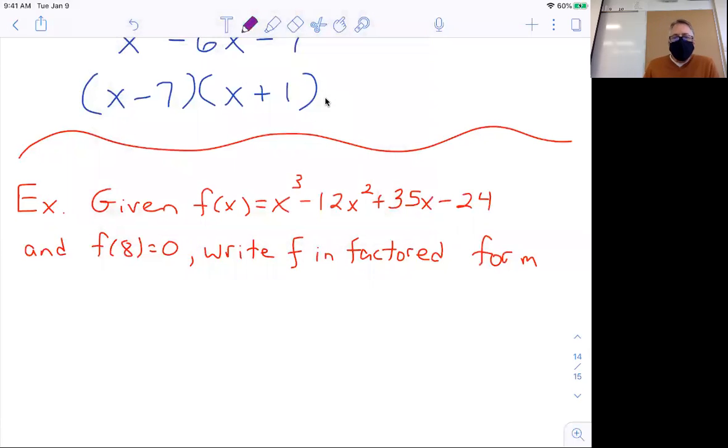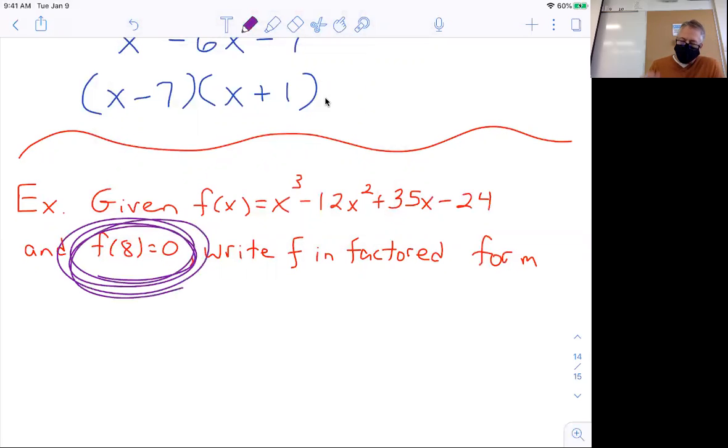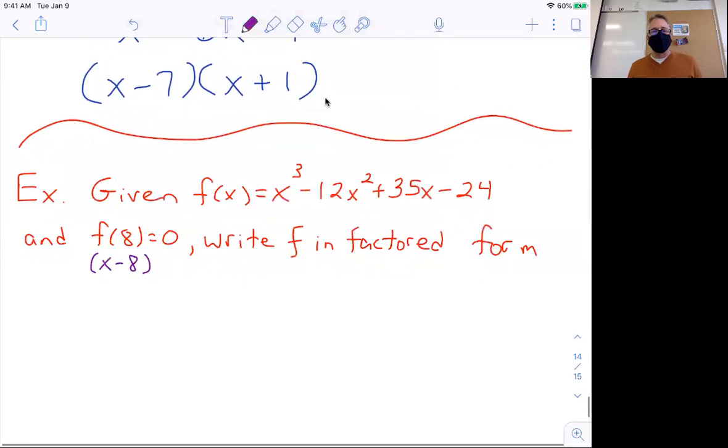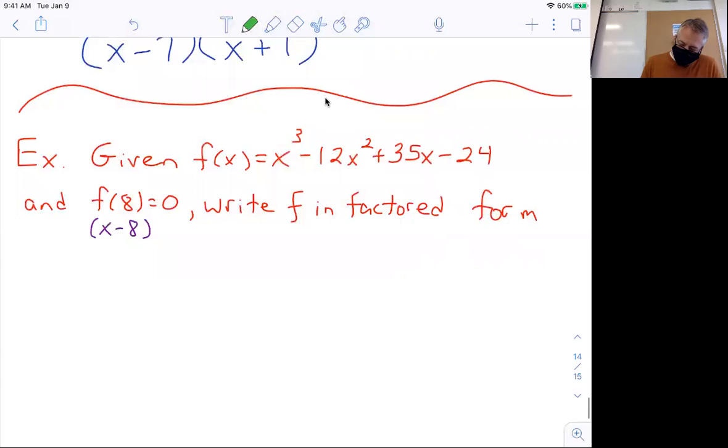All right, now, this wording was a little different, that f of 8 is equal to 0. All that means is that x minus 8 is a factor, okay? x minus that number is a factor. So that's like the first part of our answer. We know that f of x is going to equal x minus 8. And then we're going to have to do some work to figure out the other factors. That's where the synthetic division comes in.